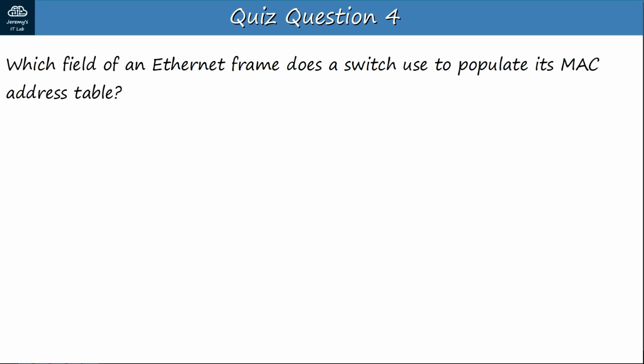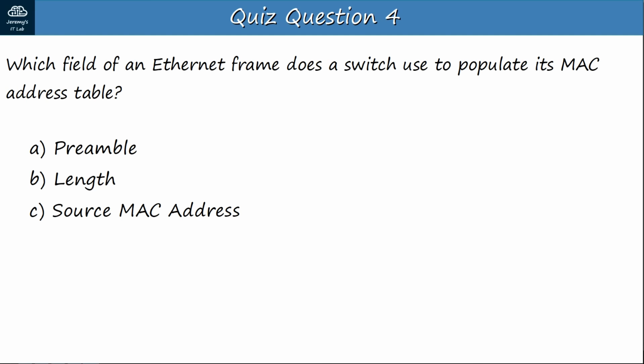Which field of an Ethernet frame does a switch use to populate its MAC address table? A. Preamble. B. Length. C. Source MAC address. Or D, destination MAC address? Pause the video to think about your answer. The answer is C, source MAC address.